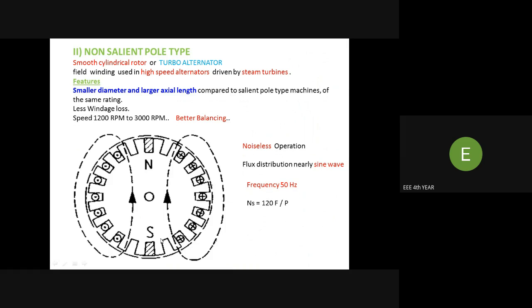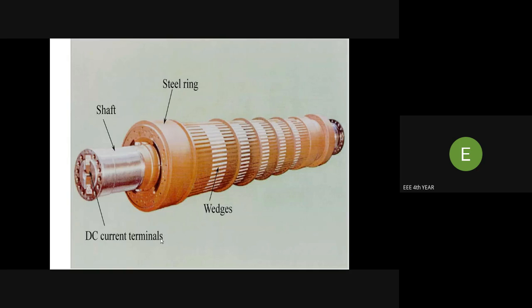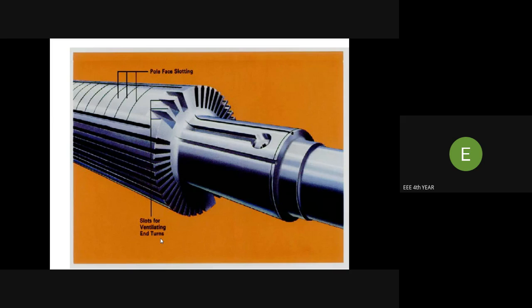We know that the frequency of the supply is 50 Hz. Ns equal to 120 F divided by P, which is the synchronous speed of the alternator. Here F equals supply frequency, P equals number of poles, and Ns equals synchronous speed in RPM. This is the three-dimensional view of the non-salient pole type rotor construction. Without winding, only the iron core and the shaft are available here.